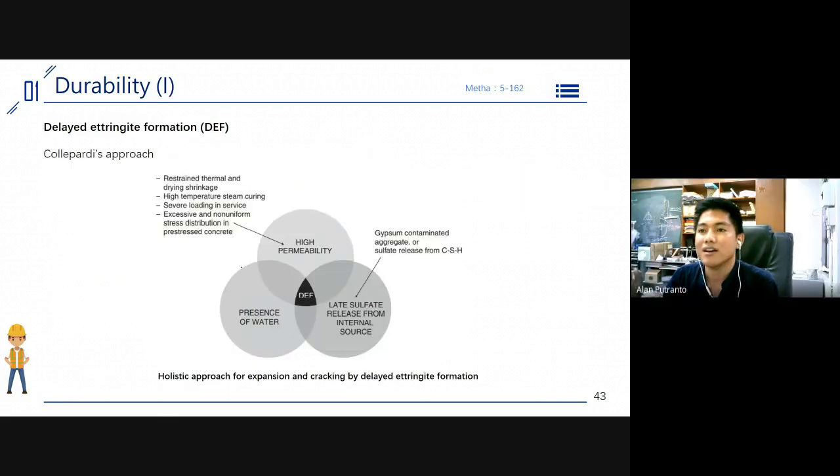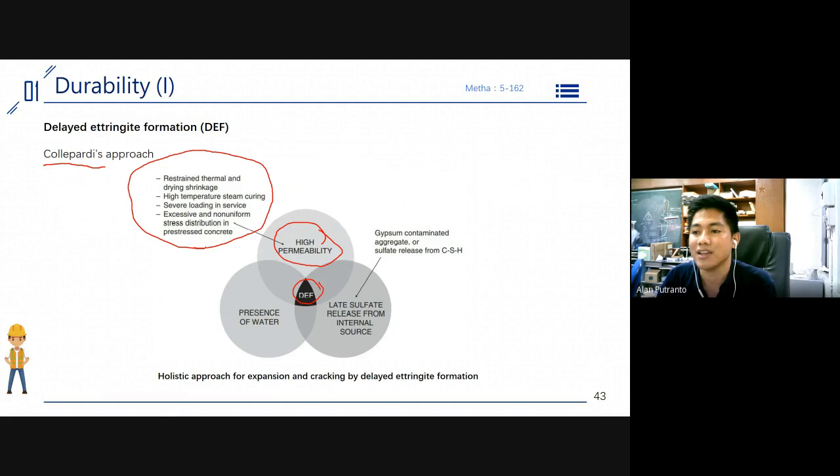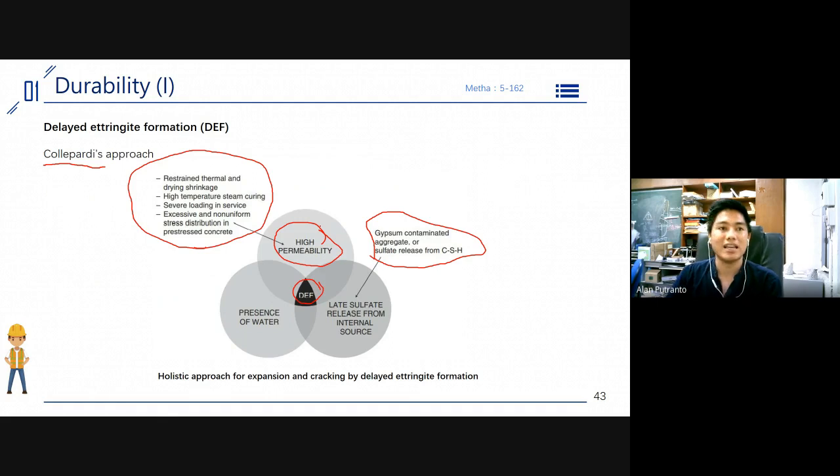Okay, and then we can say that DEF happened based on this researcher. I think Cleo Pardy is a researcher who gave some approach to the DEF, because high permeability occurs because of this factor. Okay, and then DEF also can occur because of the presence of water, and this is the most important thing, I think. DEF also can occur because of gypsum contaminated aggregate or sulfate released from the CSH.